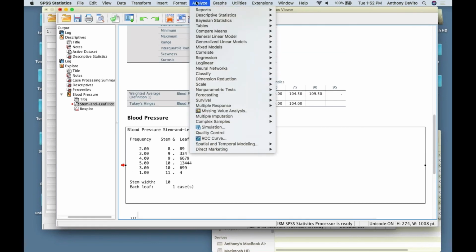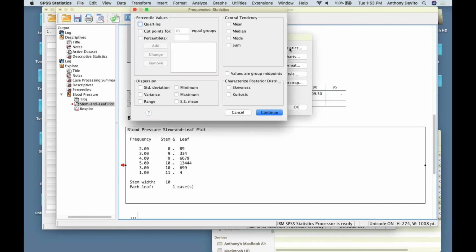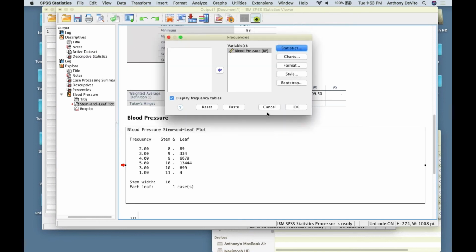You could also, if you wanted to, go into descriptive statistics and frequencies. And a lot of times we use this for creating charts for nominal, numerical variables. You can also go in here and hit statistics and get a variety of statistics from this as well. Okay, cut points for 10 equal groups, the percentiles. Okay, I don't need to do that. Mean, median, mode. I'll just hit continue here.